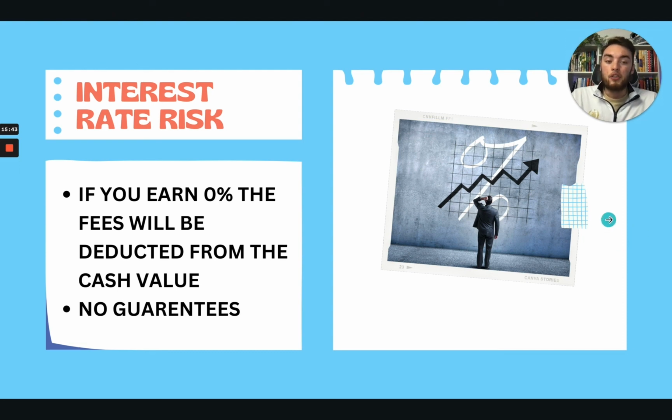And another thing with the interest rate risk is that there are no guarantees with the IUL. I guess really the only guarantee is at 0% floor, you'll never lose money. The worst that can happen is that you just earn 0%. But in terms of like a guaranteed 10% or 5% or 3% or whatever it may be, there's nothing like that with the IUL.